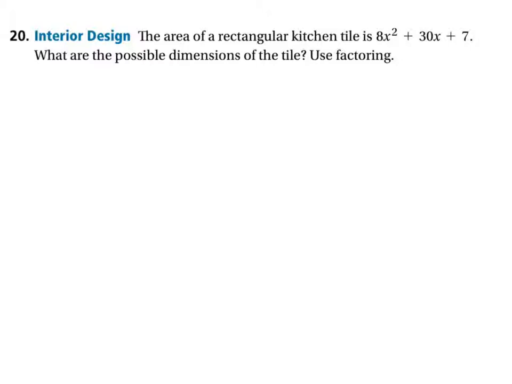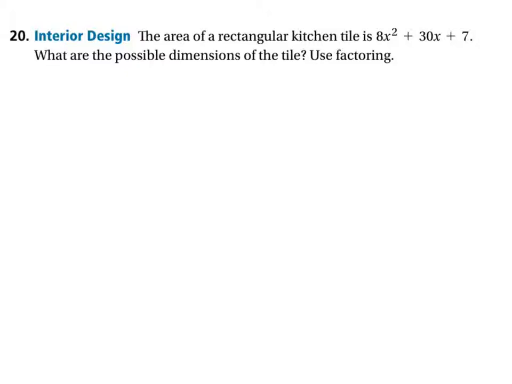So, what's it saying? The area of a rectangular kitchen tile is represented by this trinomial, 8x squared plus 30x plus 7. What are the possible dimensions of the tile? Well, you don't know the exact numbers for the area, but you know that if it's represented by that trinomial and if it's a rectangle, to find the area you would do length times width. What we're trying to find out is what times what gives us 8x squared plus 30x plus 7.